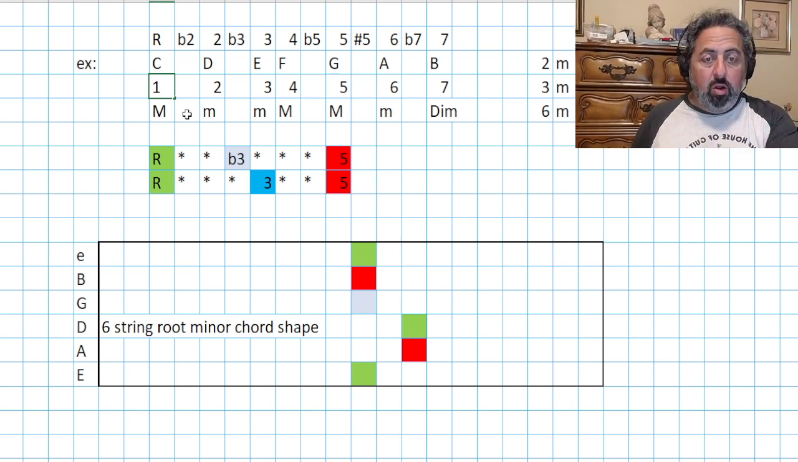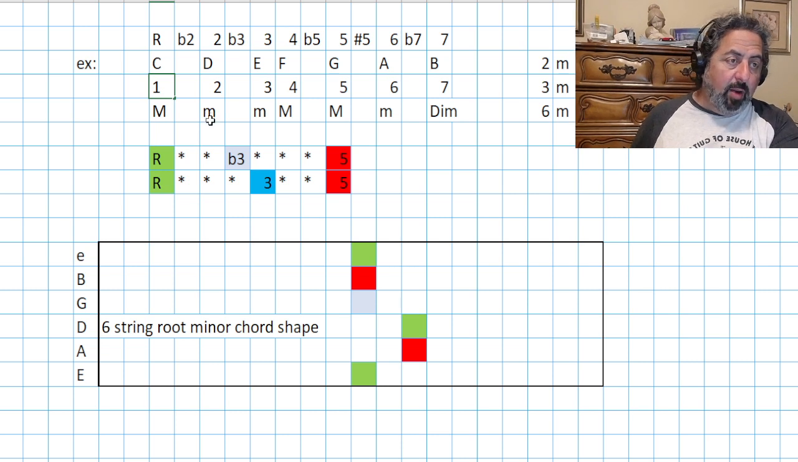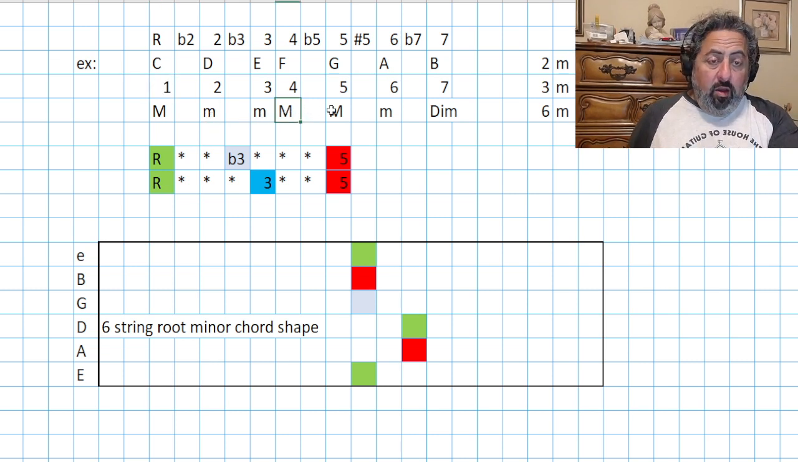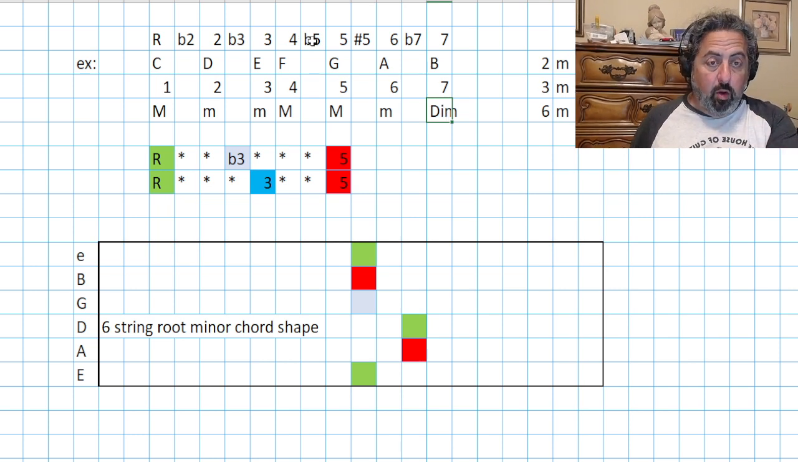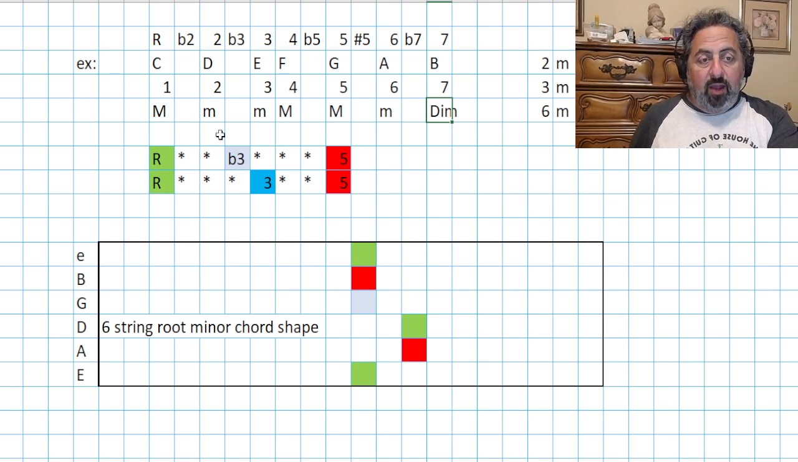1 is major, 2 is minor. That's why we use the small m. 3 is minor, 4 is major, 5 is major, 6 minor, and 7 diminished. Once again, while we're not using the 7 chord, the diminished means not only does it have a flat third, but it has the flatted fifth note instead of this regular fifth note. Nothing more we need to say about that right now.